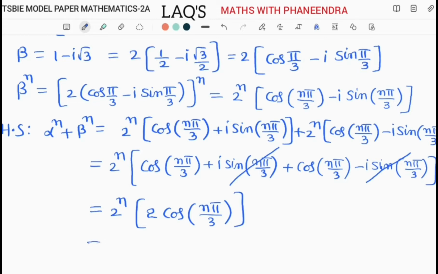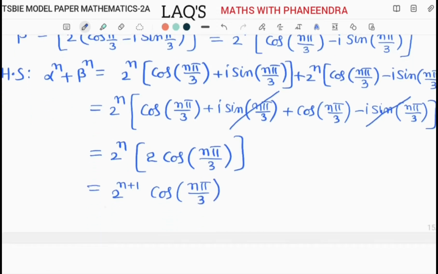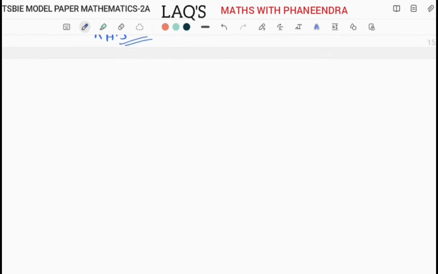So bases are equal, powers should be added. 2 power n into 2, 2 power n plus 1 into cos of n pi by 3. So which is our required RHS, hence proved. We'll move to the next question, dear students.